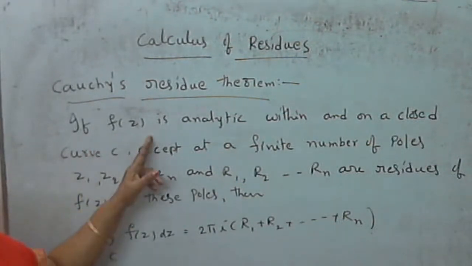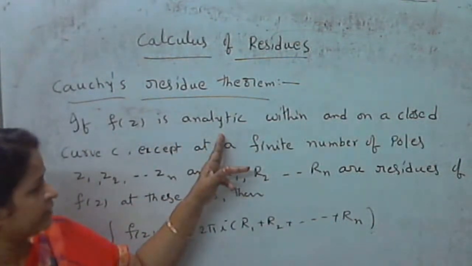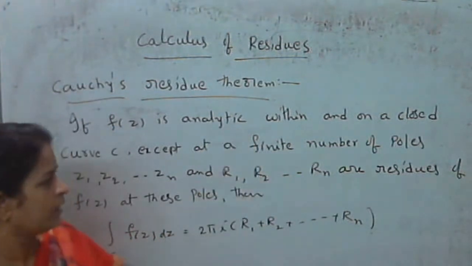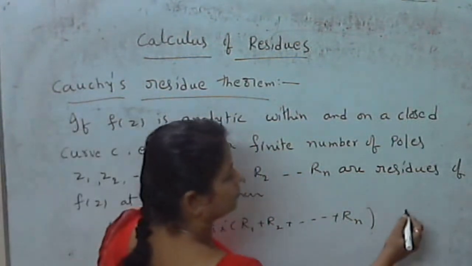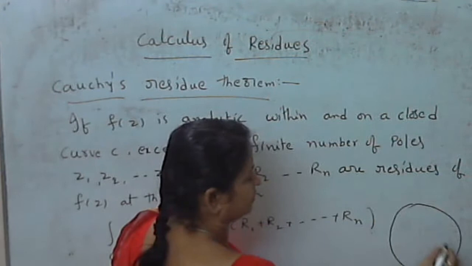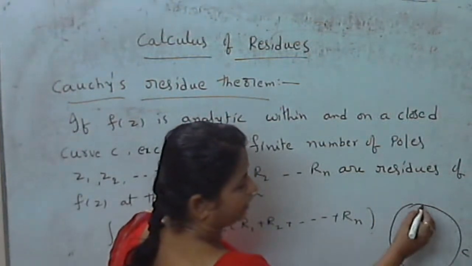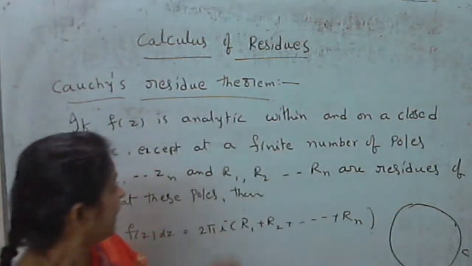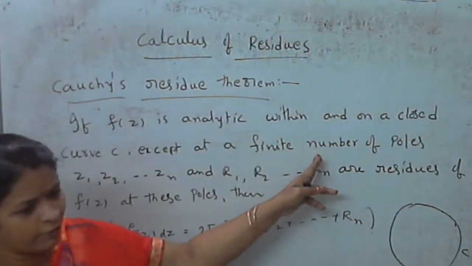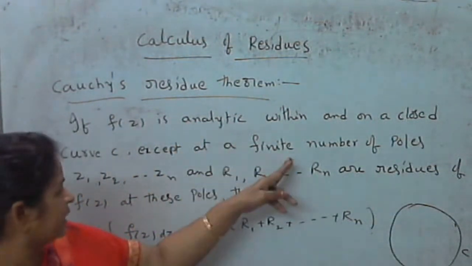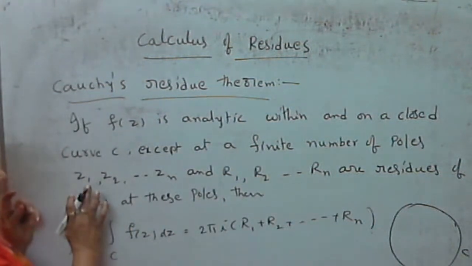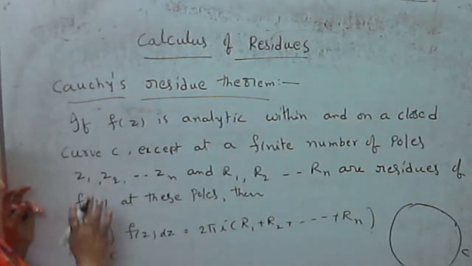So f of z should be analytic within C and on the curve C. This is a closed curve C. So f of z is analytic within the curve C and on the curve C, except at a finite number of poles. The function is not analytic at the finite number of poles z1, z2, z3 and so on, zn.